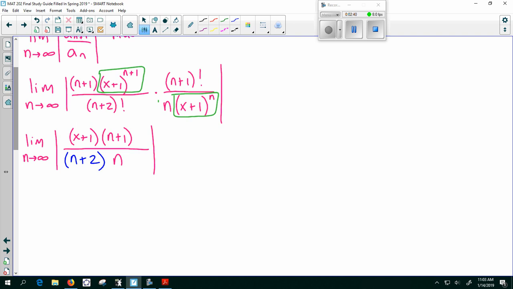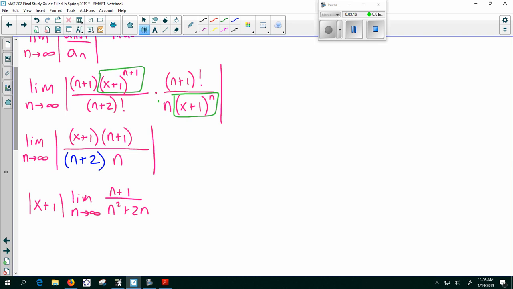All right, I can take the x plus 1 in absolute value out of the limit because my limit has to do with n, nothing to do with x at all. So this is going to become the absolute value of x plus 1. Pull that right out of the limit. And then I have the limit as n goes to infinity of n plus 1 in the numerator over n squared plus 2n when I multiply that out. I don't need the absolute value bars anymore because I know my n's are positive.